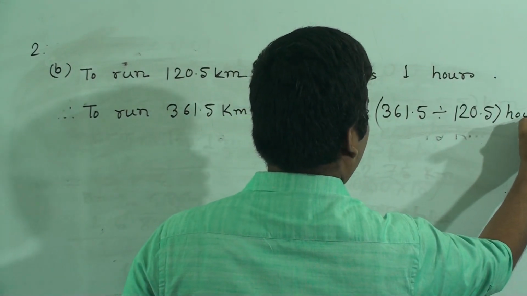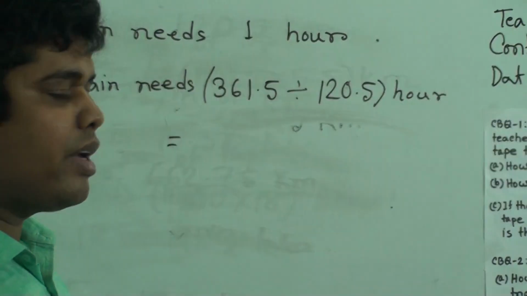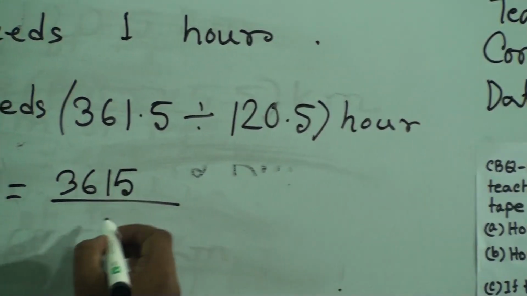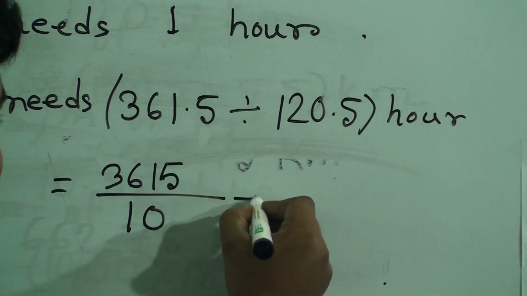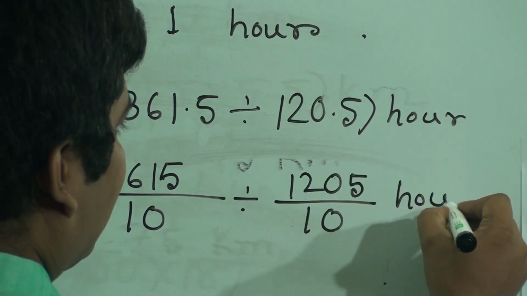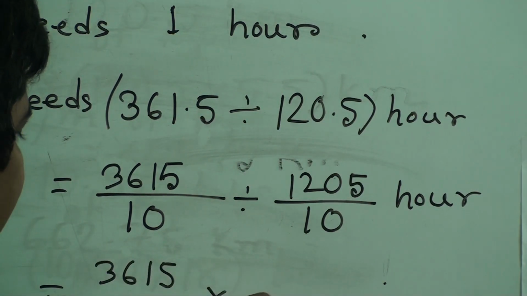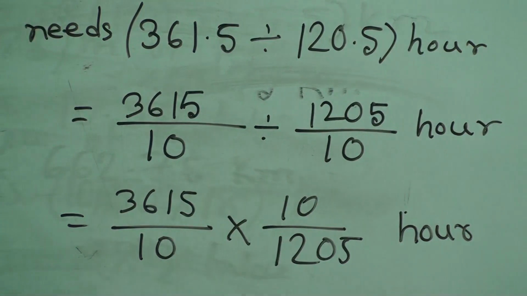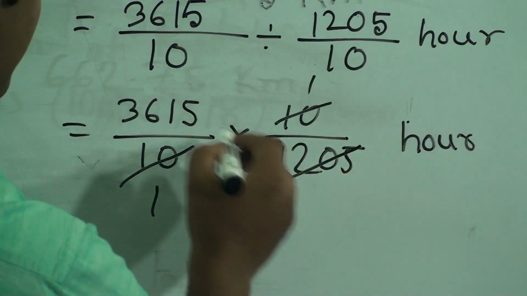120.5 hours. Now my dear students, we convert this decimal number into a fractional number. That means 361.5 by 10, the point I write here 1 and 1 digit, I write here 0, divided by 120.5 by 10 hours. Now 3615 by 10 multiplied by 10 by 1205 hours. Now we cut this one by this one, 1 1, and we cut this number by 3.